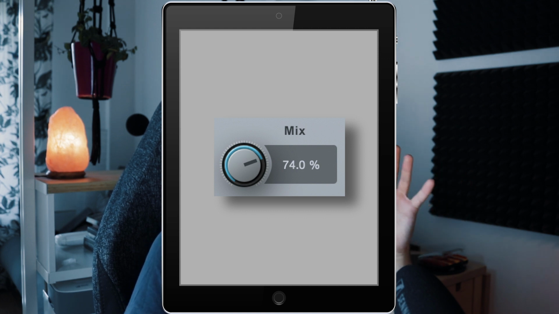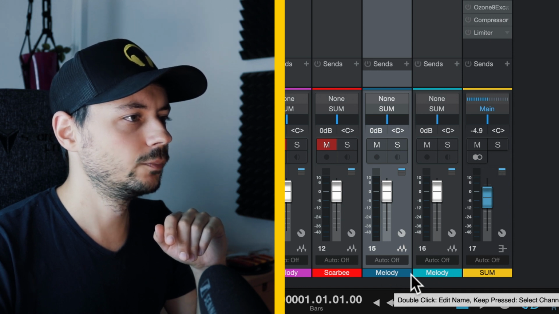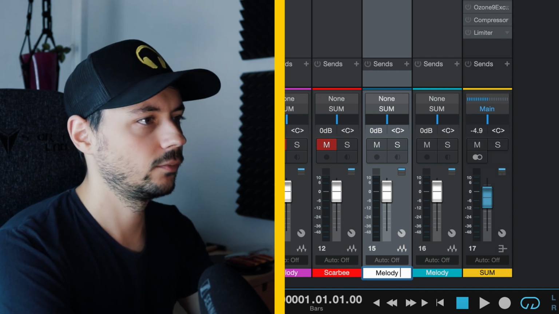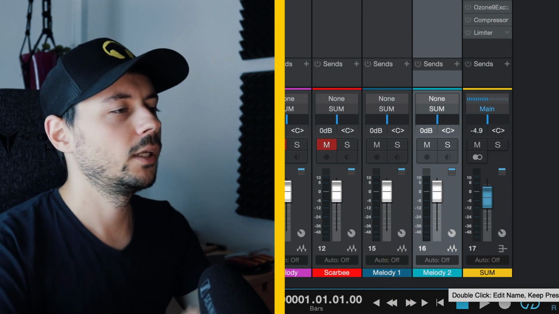So we really hear the same signal, even if it's processed, still with the same phase. And how can we find out if the plugin is actually changing the phase? It's actually pretty simple. My idea was, as you see here, I take melody 1 and melody 2.